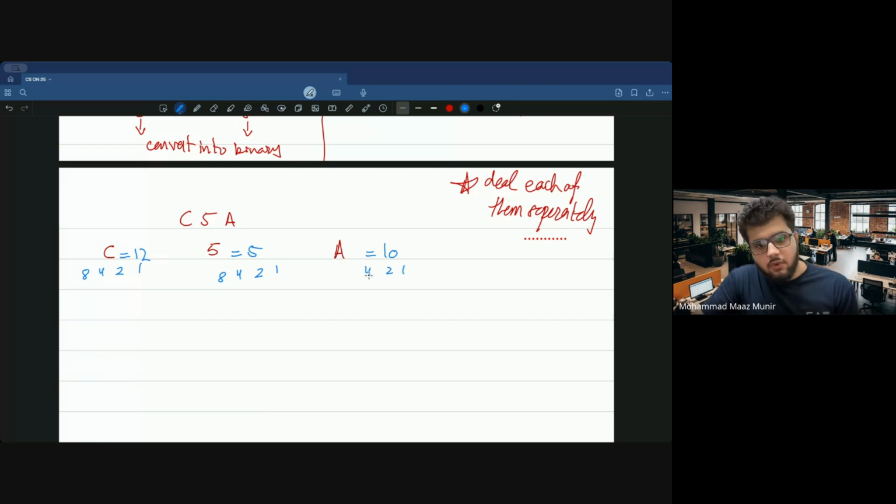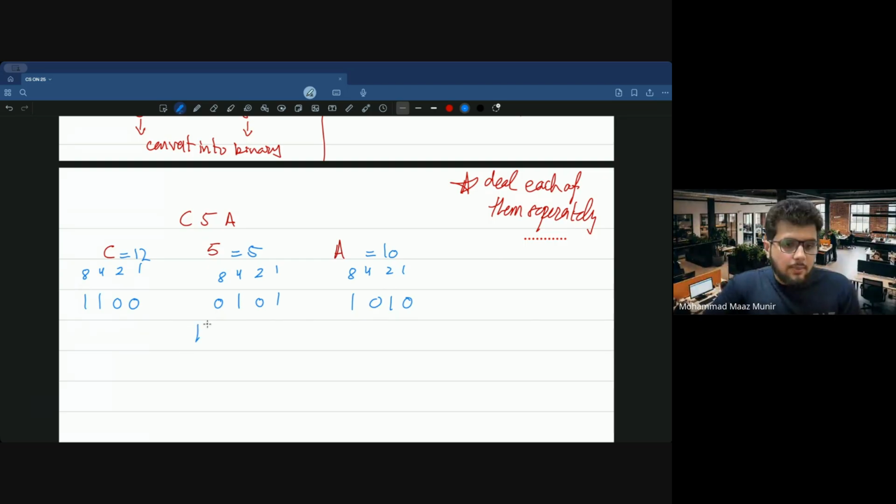So 1, 2, 4, 8. How do I get a 12? It's 8 plus 4, so 1, 1, and ignore the other two. 5 is smaller than 8, so it's a 0 up here. Then 4 plus 1 is going to be 5, so 1, and ignore this. And then A, 10. So 8 plus 2 is going to give me a 10. Ignore the other two. Now we have these three separately.